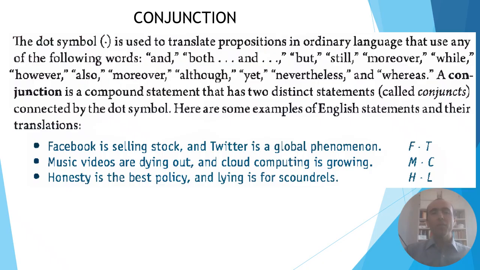Here are some examples of English statements and their translations. Facebook is selling a stock, and Twitter is a global phenomenon. This is translated as F dot T. F stands for Facebook is selling a stock, and T stands for Twitter is a global phenomenon. Music videos are dying out, and cloud computing is growing. M stands for music videos are dying out, and C stands for cloud computing is growing. Honesty is the best policy, and lying is for scoundrels. H stands for honesty is the best policy, and L stands for lying is for scoundrels.